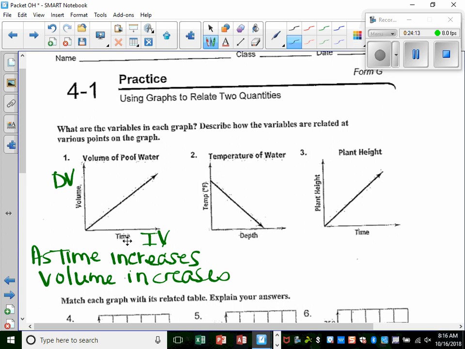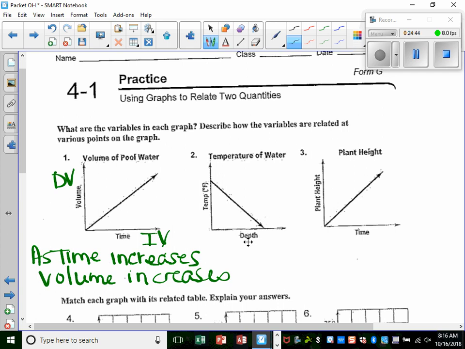We're going to label time, the independent variable, so just write IV. So obviously at the bottom of all of these, you will say independent variable. On the side, you will say dependent variable. So please put those labels first. Okay, make sure you're following along. Okay, so we're going to label each one. And then you're just going to tell me, as the time increases, what's happening with the volume. The volume increases. And all I want you to do is just use those words.